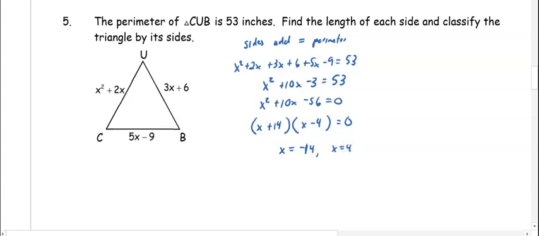When we put negative 14 into minus 9, we get a negative number that's out, so we're only going to use 4. So we're going to plug 4 into all three sides. So 3 times 4 plus 6 is 18. 5 times 4 minus 9 is 11. And 4 squared plus 2 times 4 is 24. All the sides are different, so this is a scalene triangle.